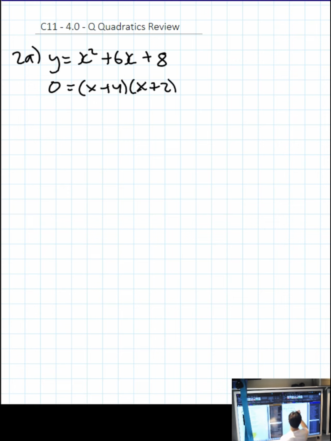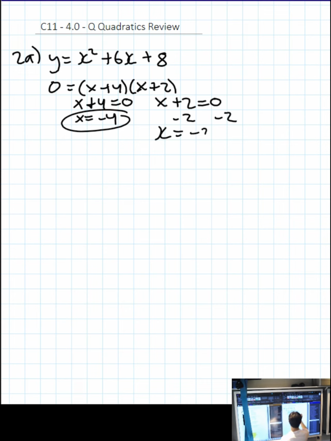Now, if we're multiplying two things together to make 0, side by side we're going to say x plus 4 equals 0, and beside it, x plus 2 equals 0. We're then going to solve. We're going to subtract 4 from both sides and get x equals negative 4. Notice we skipped that step. Let's circle that answer. This time, just off to the right, let's actually subtract 2 from both sides and get x equals negative 2. So those are going to be our x-intercepts. Let's circle that answer. And then let's draw a graph.